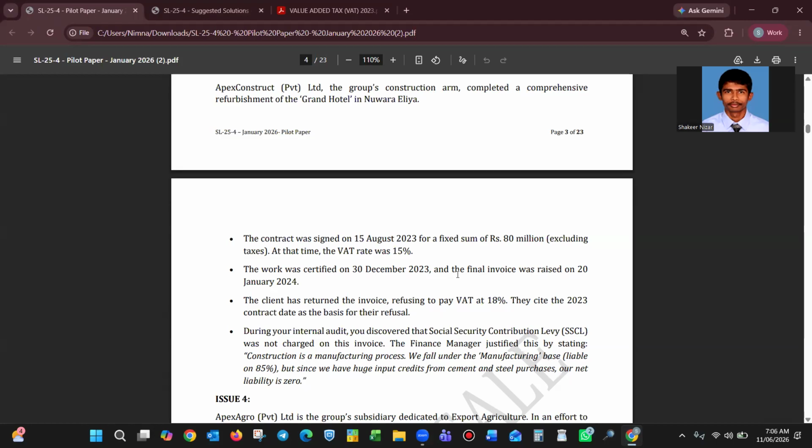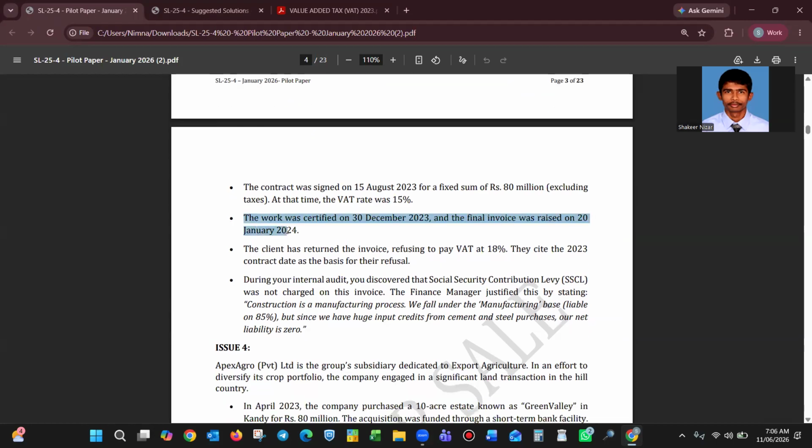The client, because from 1st January 2024 onwards, you know that the VAT rate is increased by 3%. Now the VAT rate has become 18%, not just 15%. The client has returned the invoice, refusing to pay 18% VAT. They cite the 2023 contract date as the basis for their refusal.